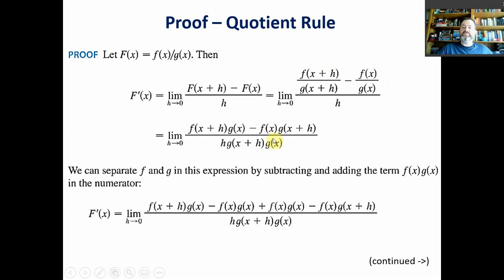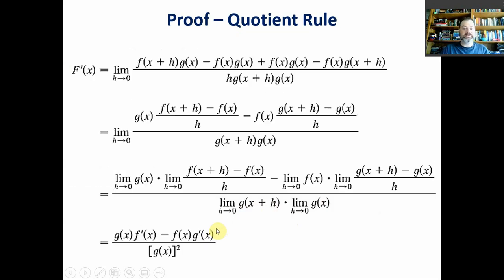Now here, this is a big ugly mess, and it actually gets worse before it gets better. We add and subtract f of x times g of x here. So here's the subtract, here's the add. And again, it lets us factor. We're going to factor out the g of x here. We're going to factor out the f of x here. And then down here, we're hoping that this h goes away so that we can plug it in.